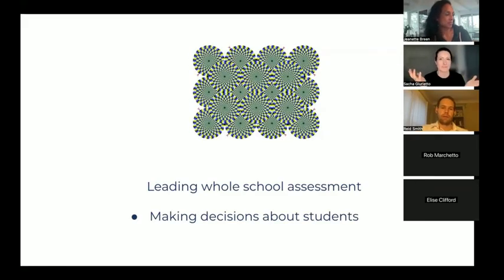Well, what are we going to do with that? Ultimately, that's the whole point really of assessment: helping us to make good decisions about what we're going to do next. So one part of leading whole school assessment is making decisions about students. These are big picture decisions.